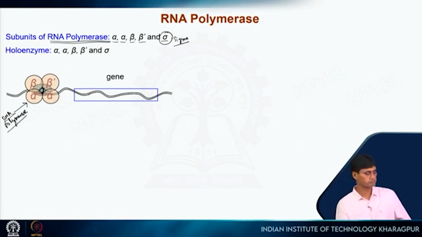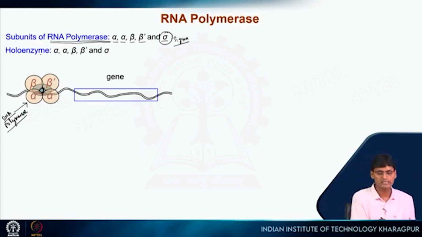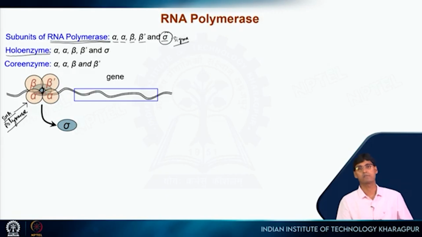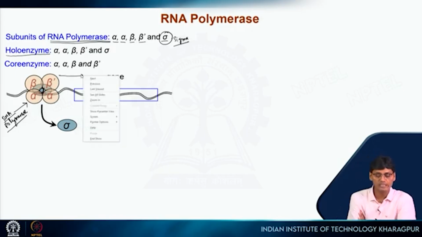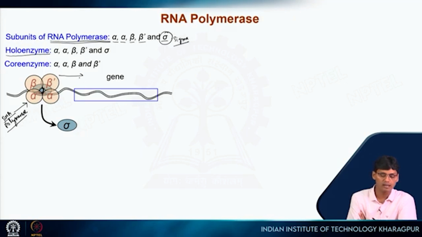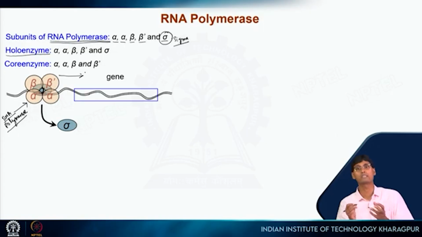RNA polymerase. Now, this total enzyme together is called holoenzyme. But in order to start transcription, the sigma factor should be released from the complex so that the RNA polymerase can move in this direction and make RNA out of this gene. Why? Most likely this is because sigma has very high affinity towards the promoter site.